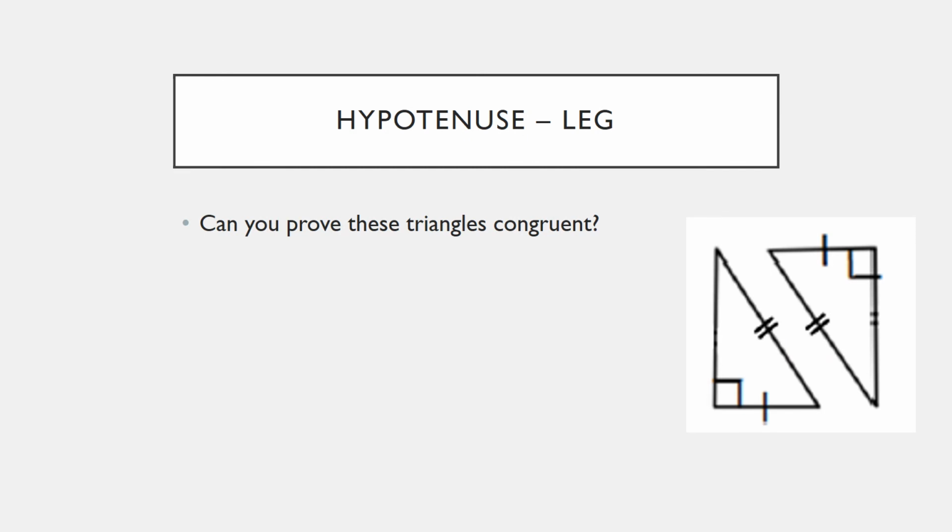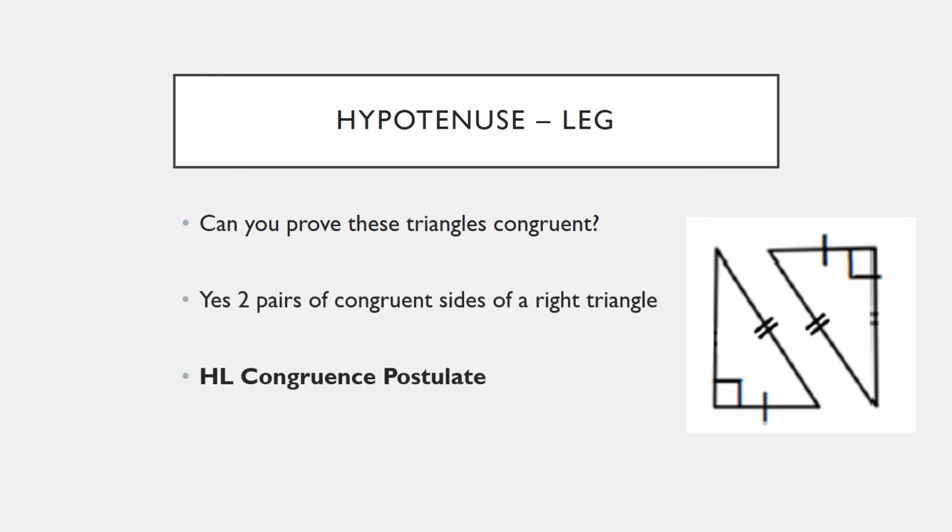The fourth one we have is hypotenuse leg, or HL. And if you think back to our Billy Bob's activity, were we able to prove these triangles congruent? We were able to prove these triangles congruent, but notice here that this is a right angle. So the only time we can use hypotenuse leg is if we have a right triangle.